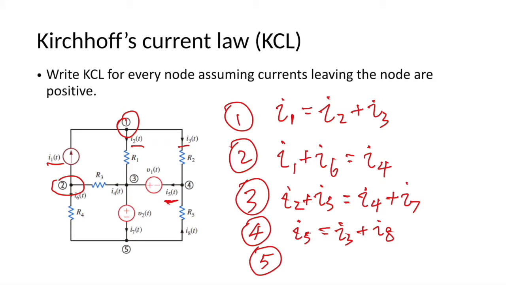And for node 5, I7 is entering the node and also I6. So that equals the current flowing out of the node, which is I8. So these are the other KCL equations for this circuit.